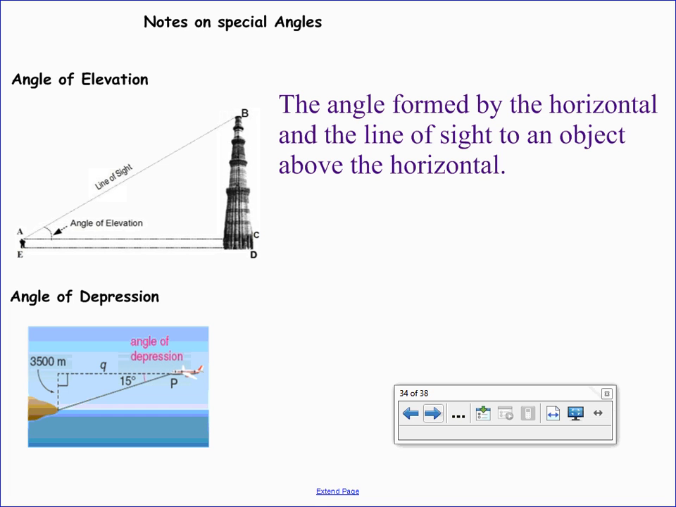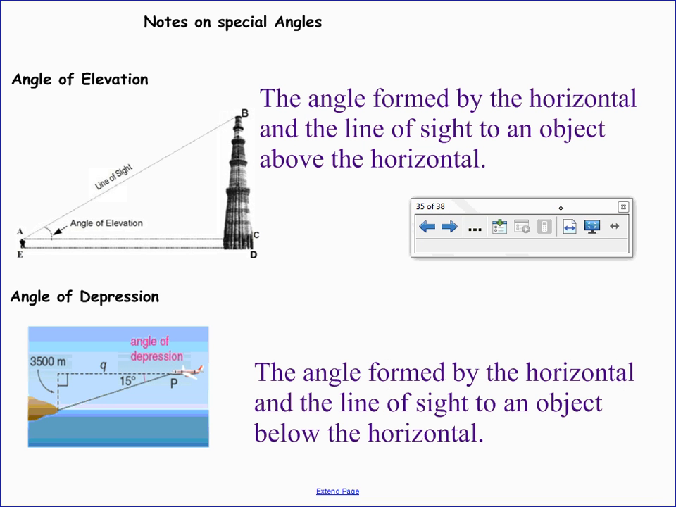Contrast that with the angle of depression. Still measured from the horizontal, but the angle of depression is the measure of the angle in between the horizontal and down to an object. So in between the angle, the horizontal, and the line of sight down to an object. So our angle of elevation is right here, in between the horizontal and up to an object. Our angle of depression is right here, in between the horizontal and down to an object. That's the difference between angle of elevation versus angle of depression.